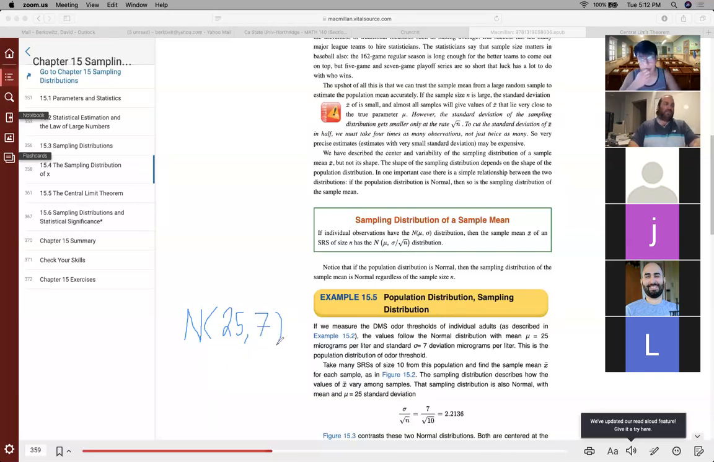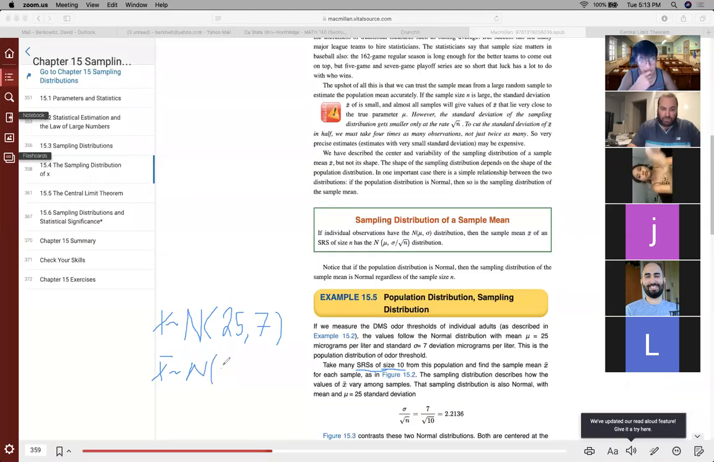So we have a mean of 25, correct? Yeah. Now, we take a sample, specifically an SRS of size n equals 10. So this is x. And now we want the distribution of x bar. So it's also normal, because that's what this box says. If we start normal, x bar is also normal.